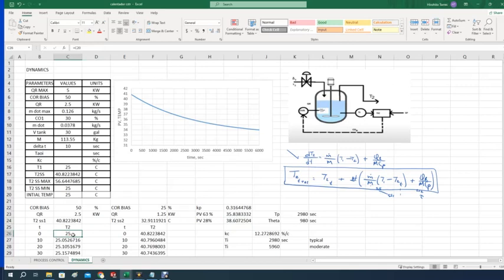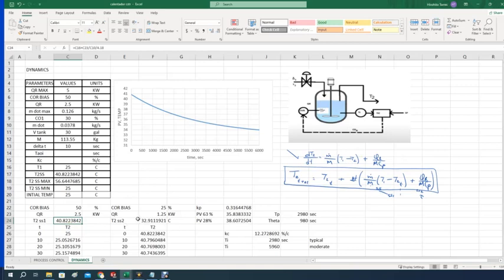It's not a steady state value, meaning that you have to be sure that for the first COR bias, which is 50%, you arrive at a steady state value. Either you calculate it like this, 40.82, or you just run the dynamics to get there. As I said, it's better to use the steady state equation and solve for T2, and that's what you get here.